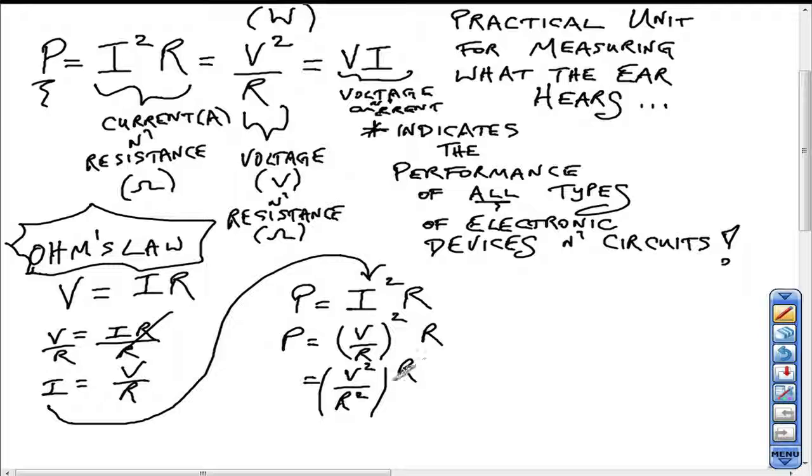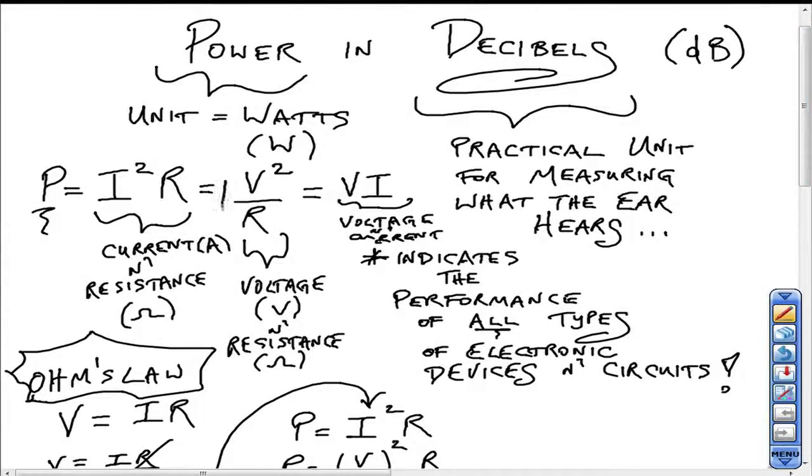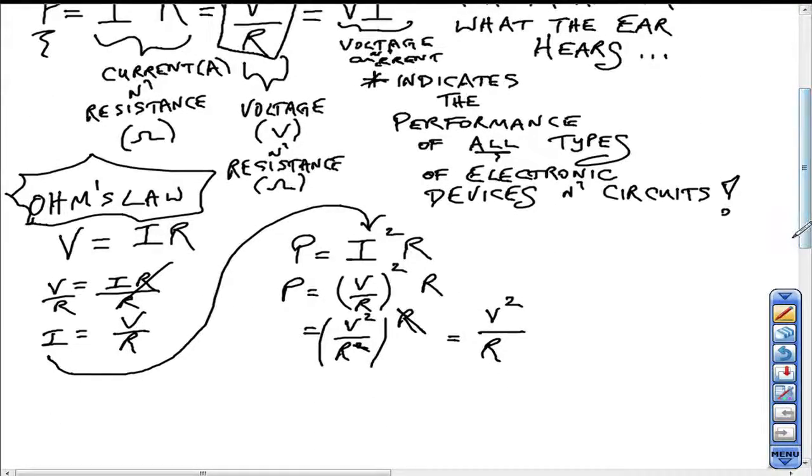So now you see something's going to cancel, all right? This R is going to cancel with one of these R's. So basically what you have is V squared divided by R. And fingers crossed, if we look back to our original layout of our power formulas, there it is. V squared divided by R is simply another way of solving for power, utilizing, of course, Ohm's law.